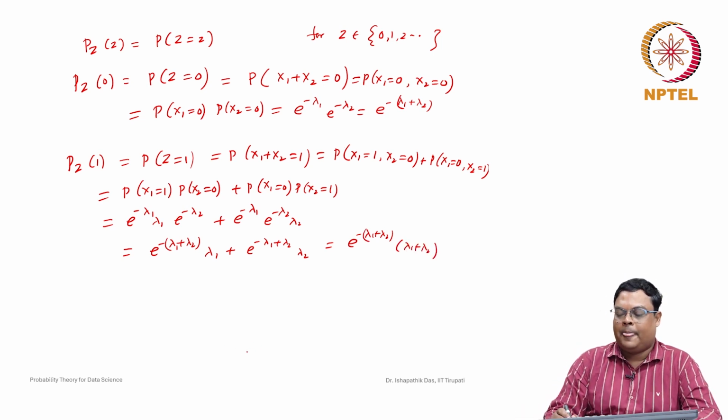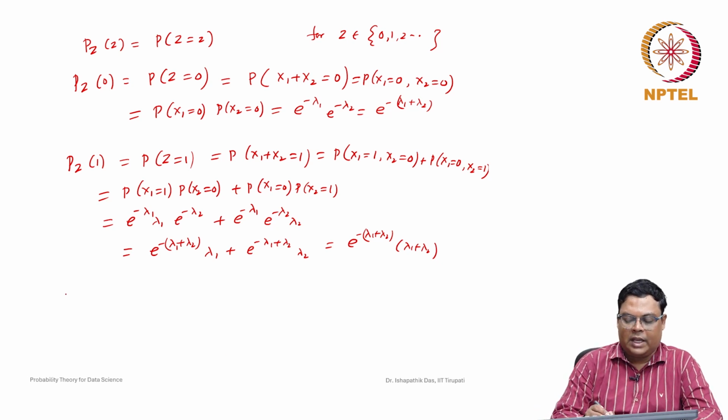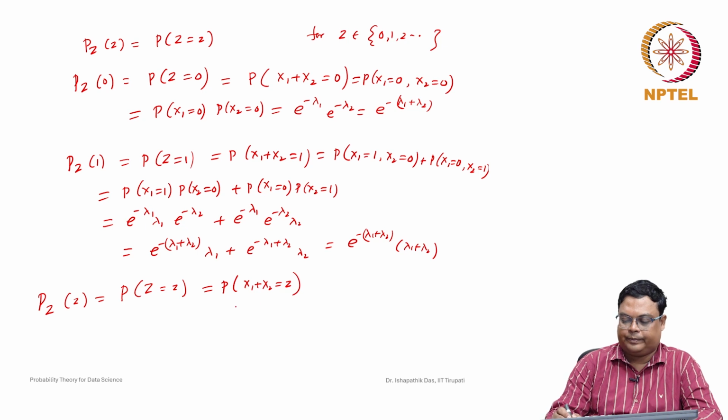So in general, for any z, we get some pattern now. How can we find it? For any z, suppose p of z, in general we can write, you can check that. This is nothing but the probability that Z will be some value small z. It may be 0, 1, 2, any value. So this is x1 plus x2 is equal to small z.